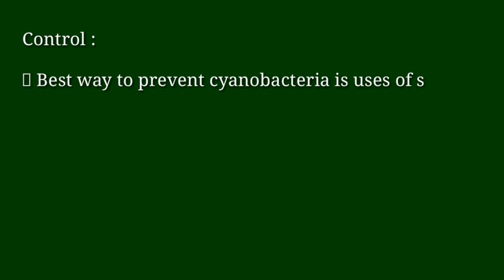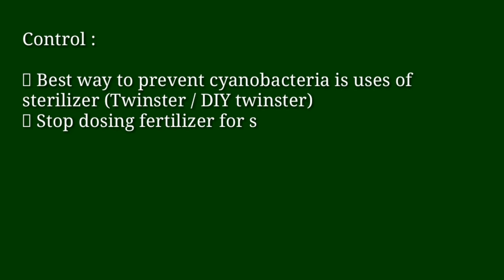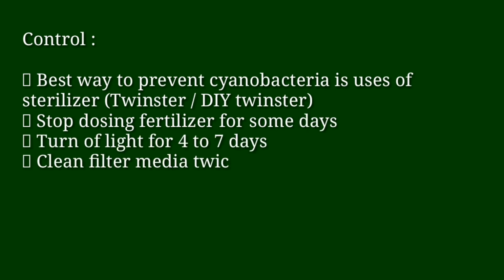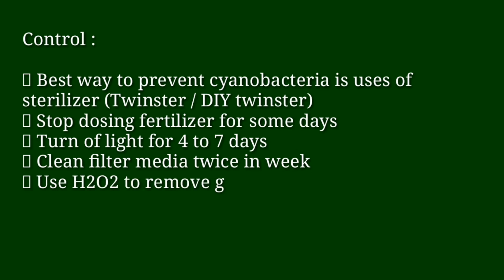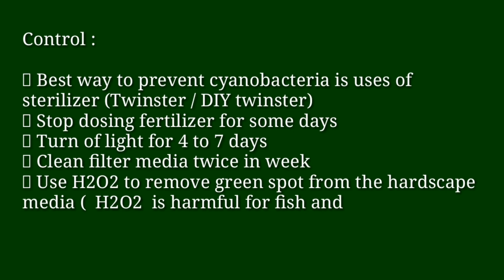Control: the best way to prevent cyanobacteria is the use of a sterilizer, Twinstar or DIY Twinstar. Stop dosing fertilizer for some days. Turn off the light for 4 to 7 days. Clean filter media twice a week. Use hydrogen peroxide to remove green spots from the hardscape elements. Hydrogen peroxide is harmful for fish and shrimp.